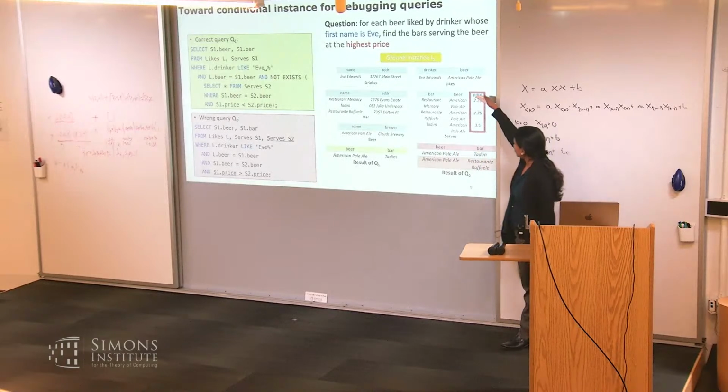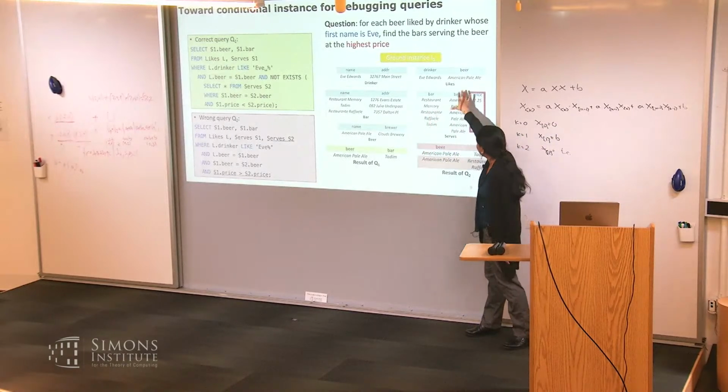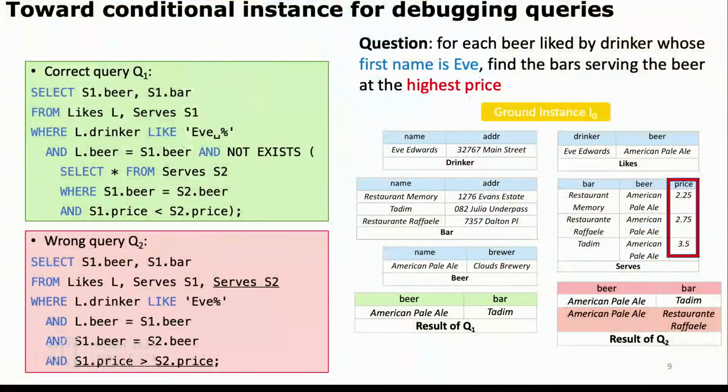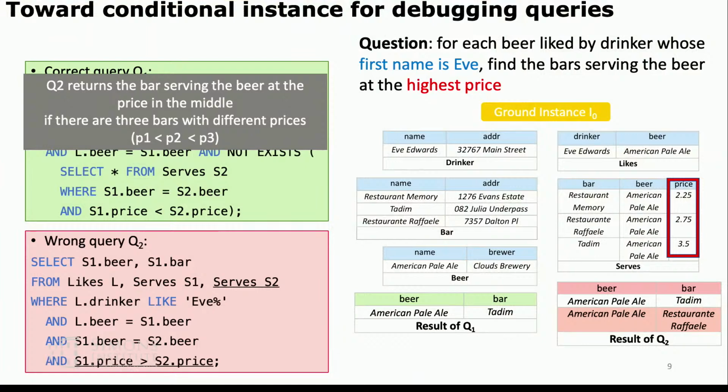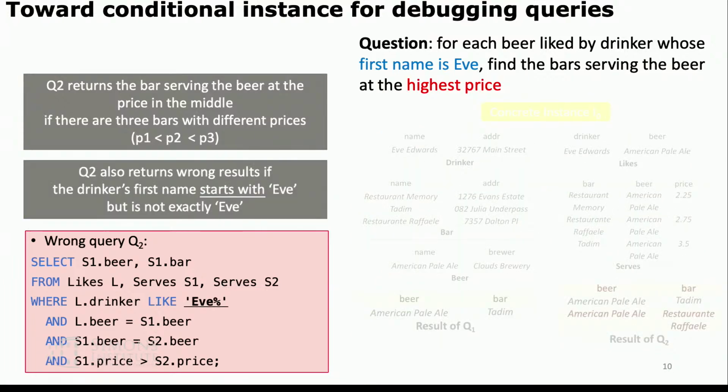This is a solution from our previous work, which would show a concrete ground instance with three distinct prices. But where did this go wrong? We want to show something like this: Q2 returns the bar serving the beer at the price in the middle if there are three bars with different prices. So we want a condition like that. And we also want to find all the errors, like first name is Eve: Q2 also returns a wrong result if the drinker's first name starts with Eve but is not exactly Eve.